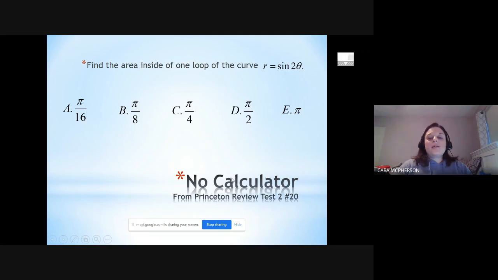This one says new calculator. Ignore that. Use your calculator. I have no problem with you using your calculator. So see what you can do with this one.